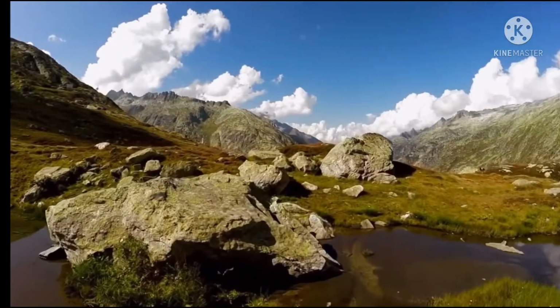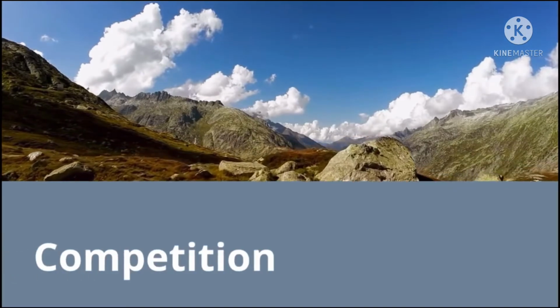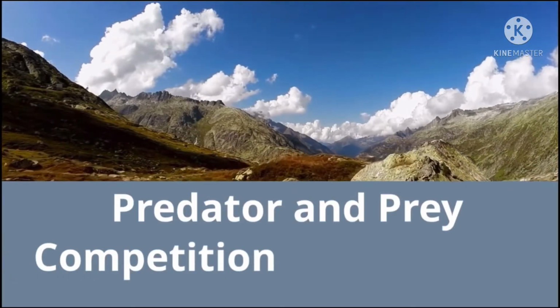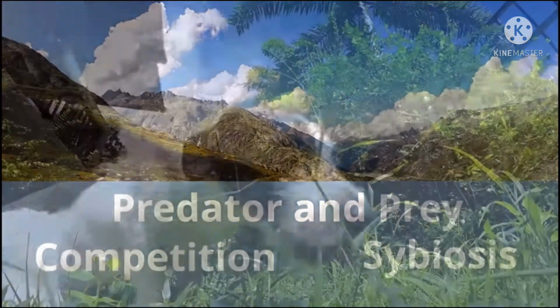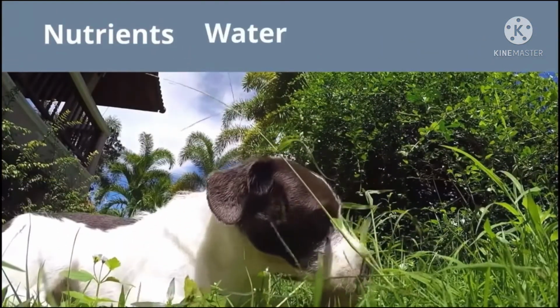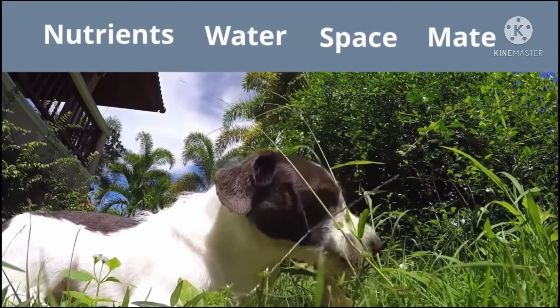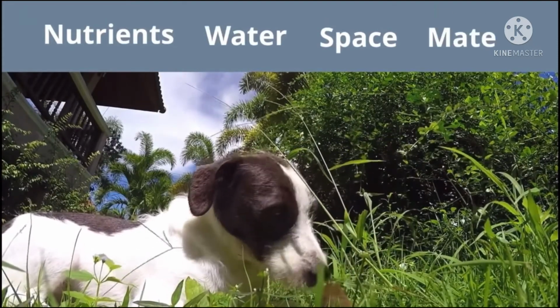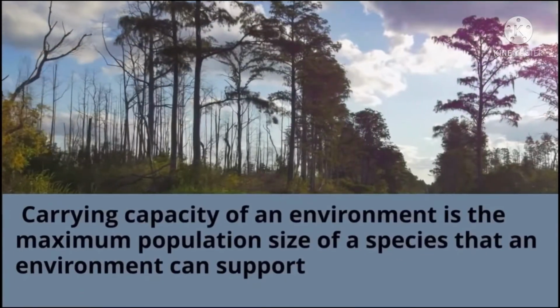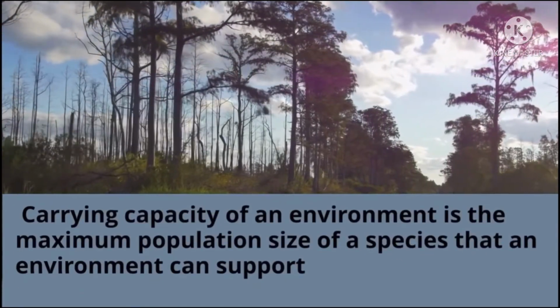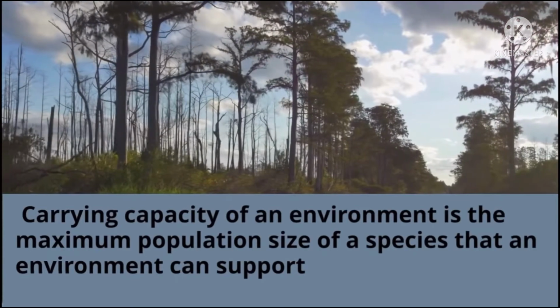Another type of ecological relationship is competition, predator and prey relationship, and as mentioned a while back, symbiosis. Competition happens when more than one organism uses a resource such as nutrients, water, space, and mate at the same time. The carrying capacity of an environment is the maximum population size of a species that an environment can support.